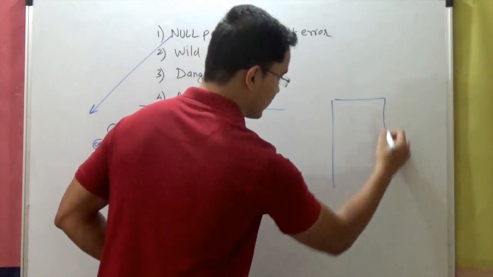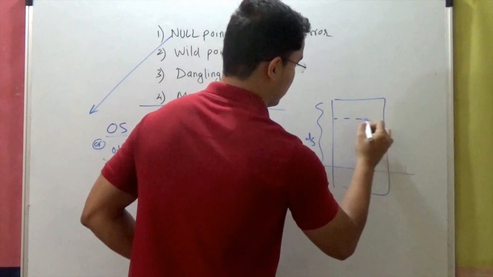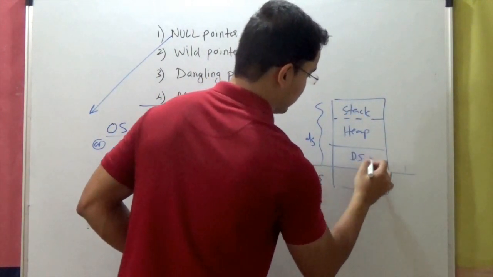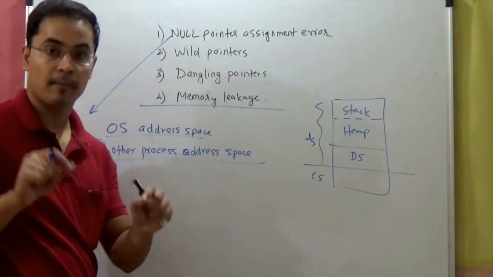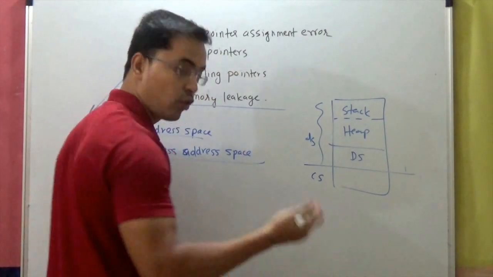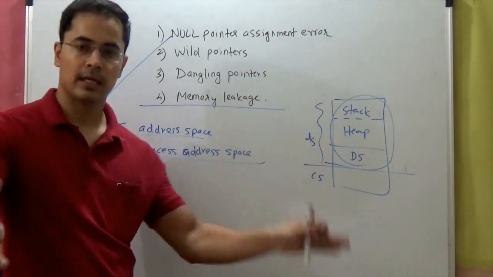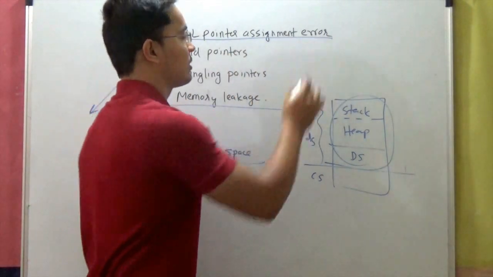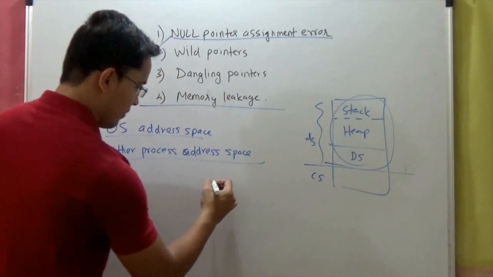Your program's memory space is this. Again, I repeat: code segment, data segment, stack, heap, and data section. So this is program space, the address space for your program. But what if you are trying to access a memory location which is not in this part, which is somewhere else, either in OS address space or other process address space? Then you will get this null pointer assignment error. One short replication of this is when you do this.